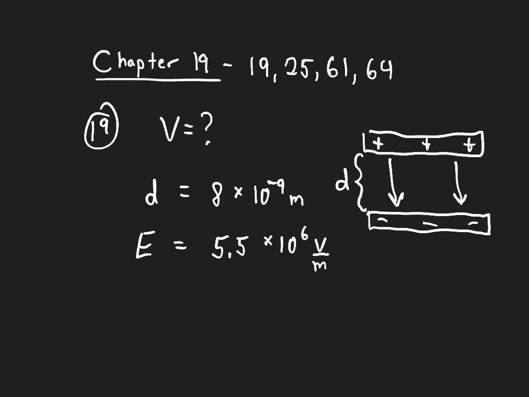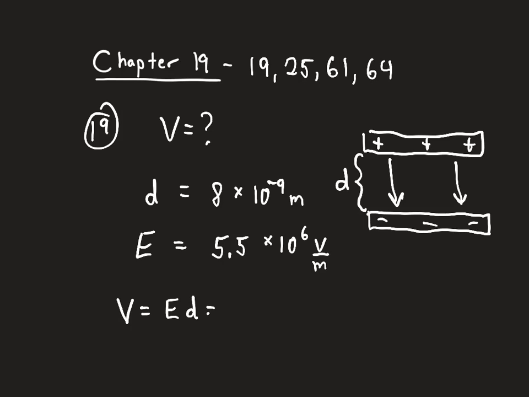I use different variables in different classes. This class I think uses D. Yep. So I've got an E, I've got a D. I need to find V. Is there an equation that relates all of these? There is. It's given in the lecture. It's given in the chapter summary, I think. V equals E D. V equals E times D.